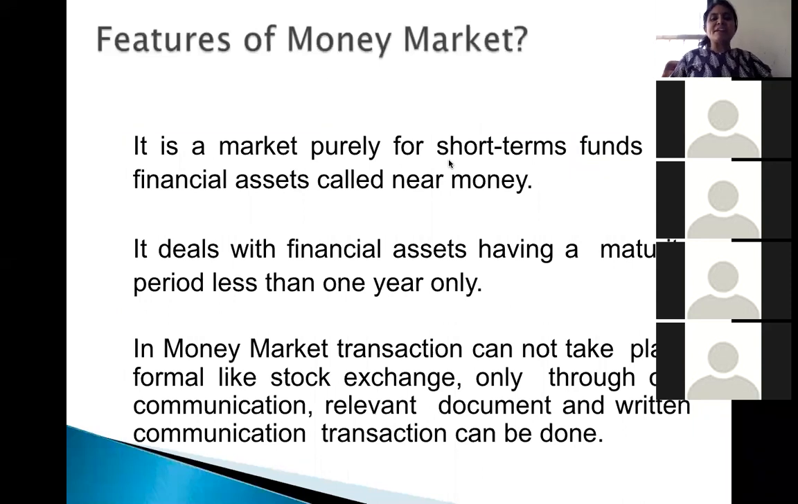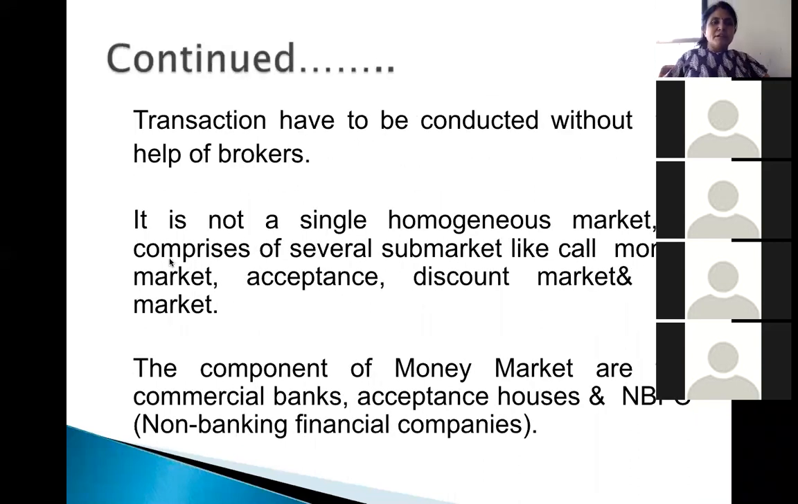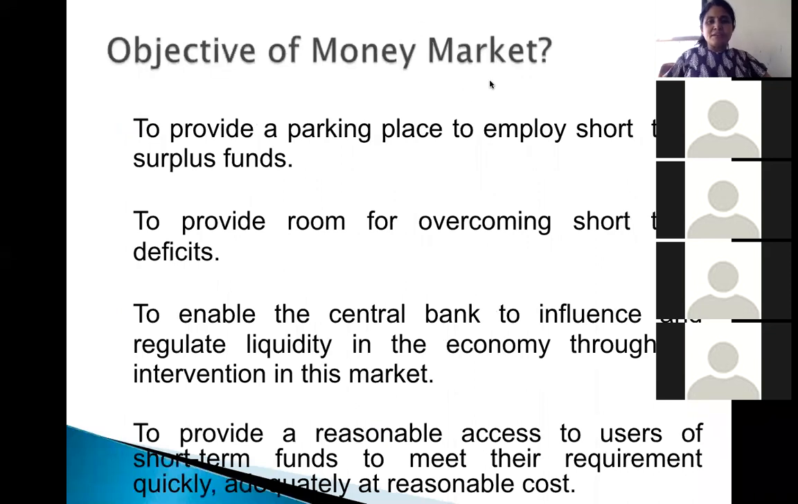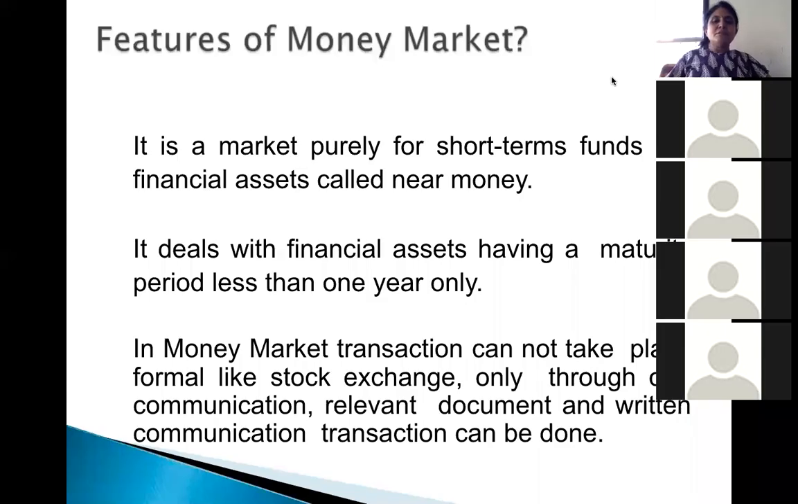What are the features of money market? As we said, it is a market purely for short-term funds or financial assets called near money. And we said the tenure of the funds in money market is 0 days to 1 year. 0 days means I will invest in the morning and redeem it in the evening also, right? So the tenure is a maximum of 1 year from 0 days. And it deals with financial assets having a maturity period of less than a year only.